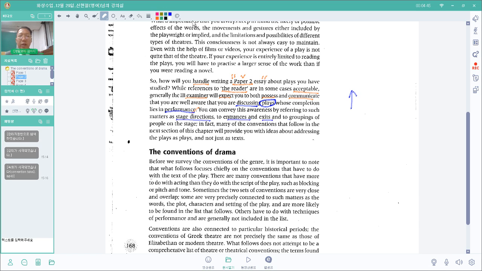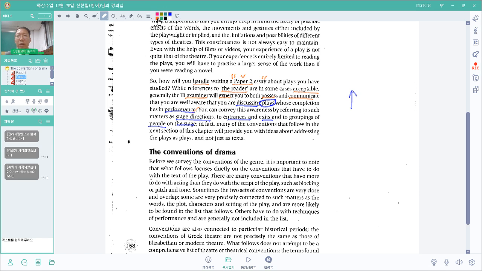So you can convey this awareness by referring to such matters as stage directions, or entrances and exits of our main characters onto the stage, and to groupings of people on the stage. So how you would group people on the stage, or in fact many of the conventions that follow in the next section of this chapter will provide you with ideas about addressing the play as a play, not just as text.